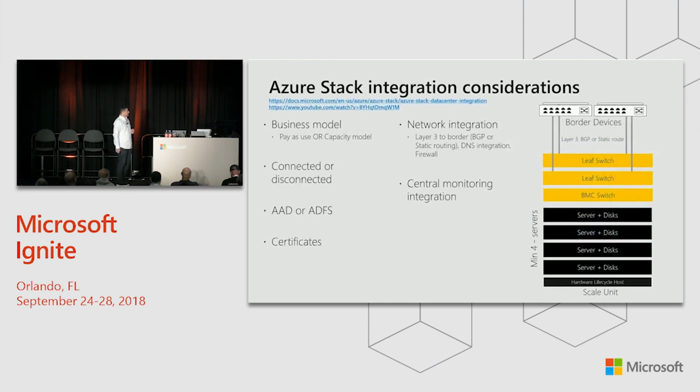So here are the things that you need to consider from an integration perspective into your data center. You have to think about what the business model is. You have to think about whether you are going for connected or disconnected, ADFS or AAD. You have to think about how you are going to integrate into your network, what IP space is required, and how you are going to monitor the system from a central station, or whether you are going to be looking into the monitoring portal that's available in Azure Stack.